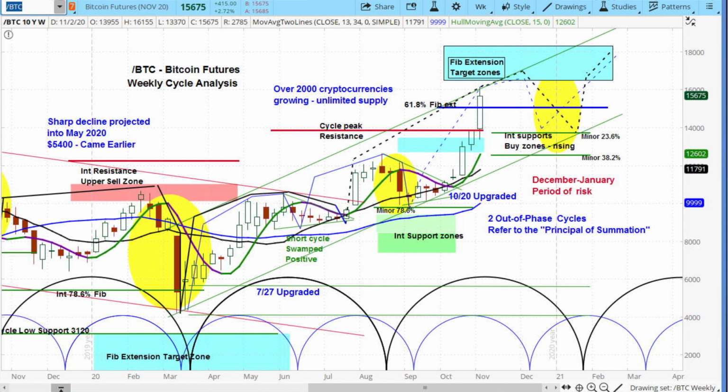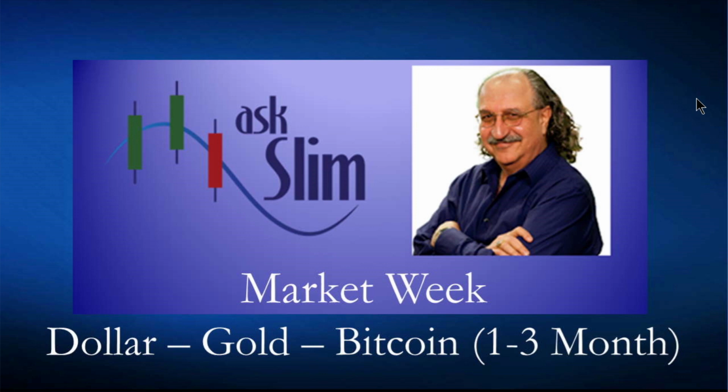So that is a look at the gold market and the dollar and Bitcoin.